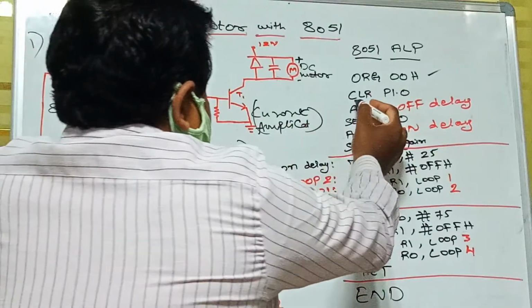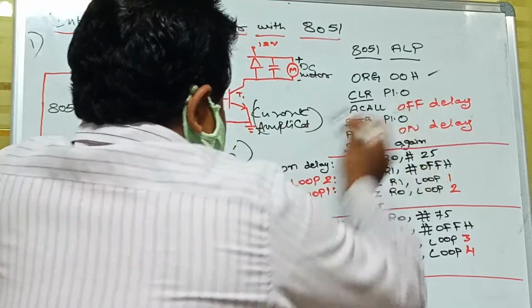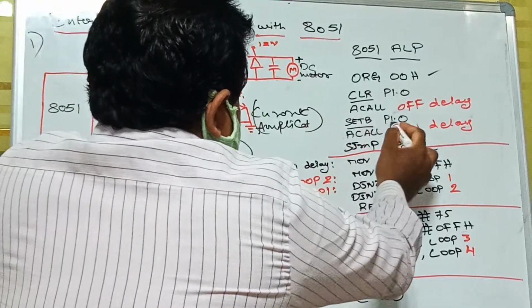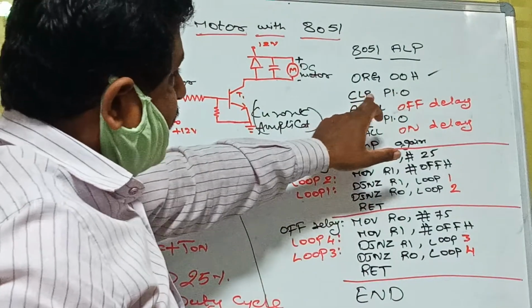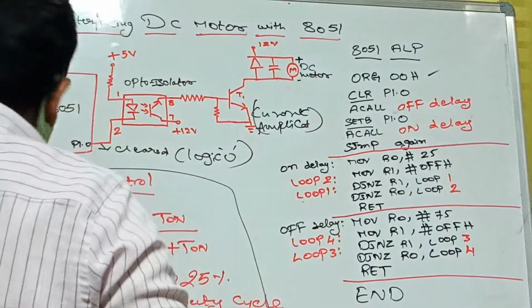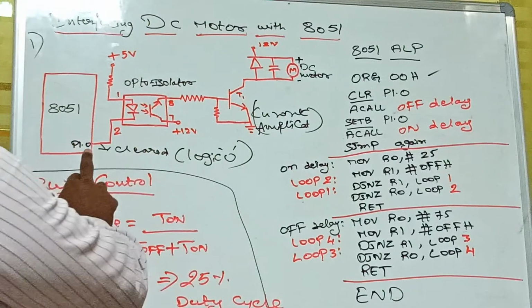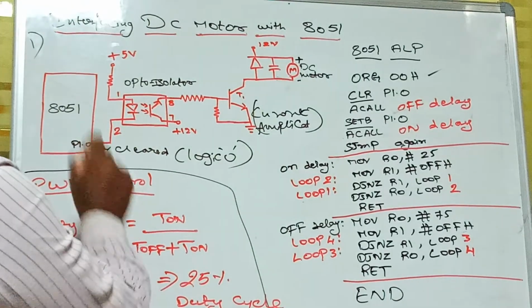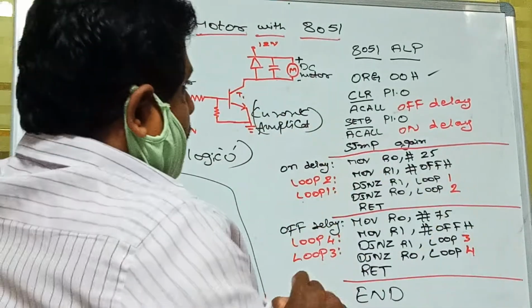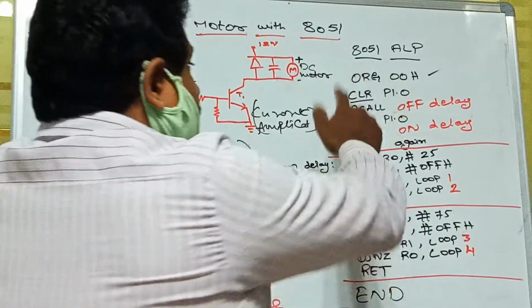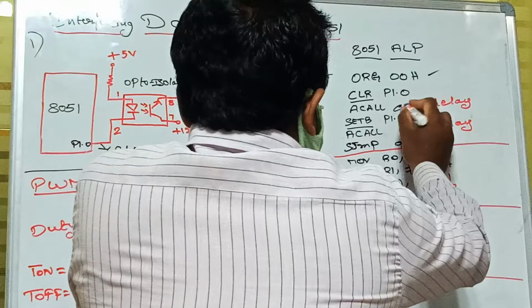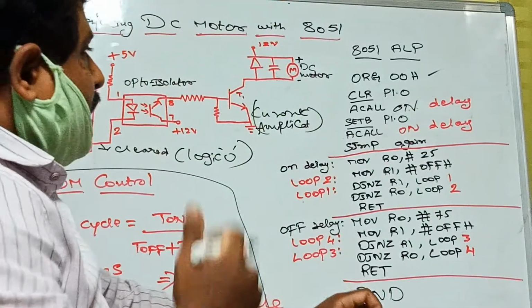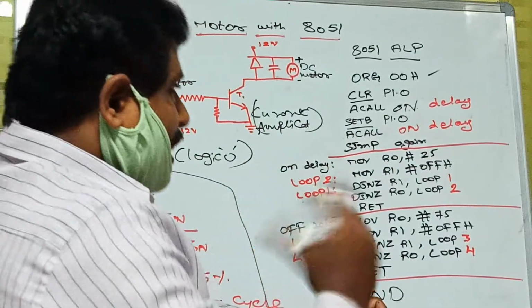Next, CLR P1.0 and SETB P1.0. Here I have given clear. Once it is CLR P1.0, that is nothing but P1.0, means port 1 of bit 0, it gets cleared. If it is cleared, then call the on delay. It is not a half delay, we call it the on delay. Then the DC motor starts to run.